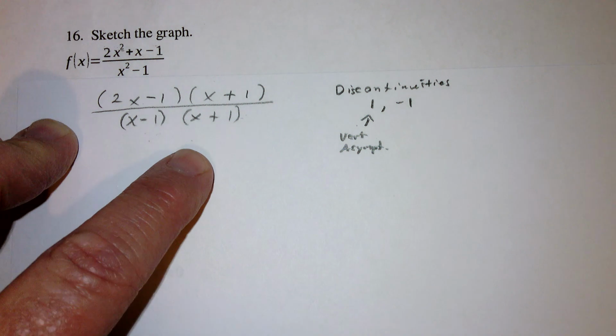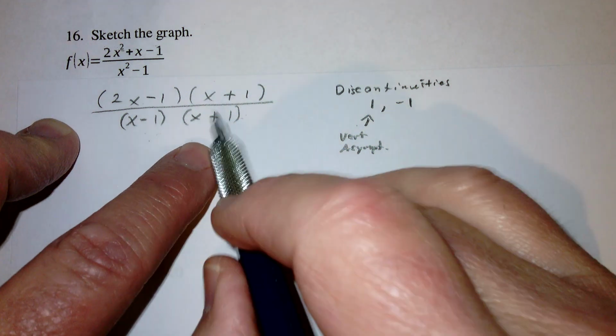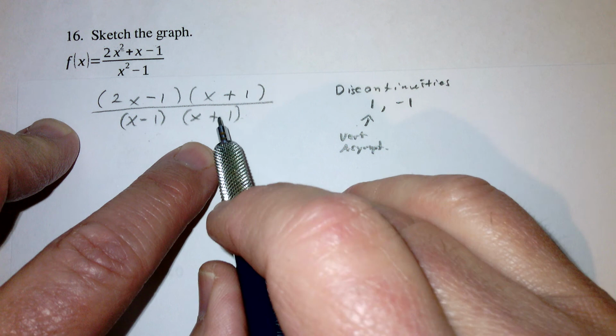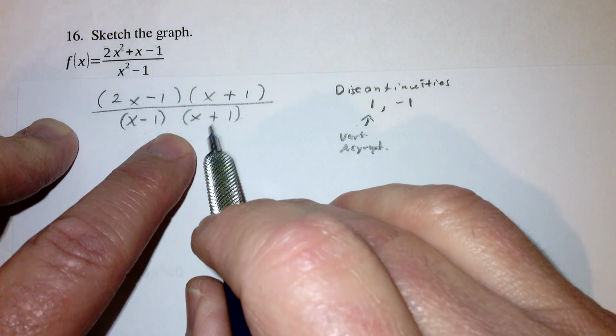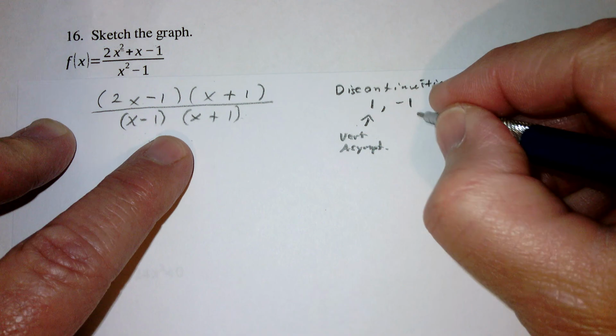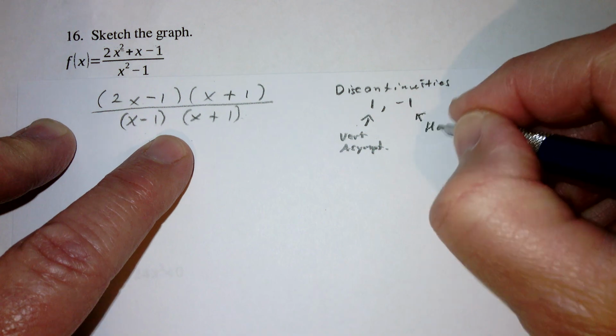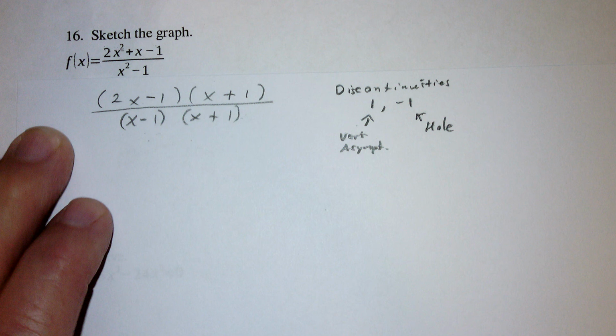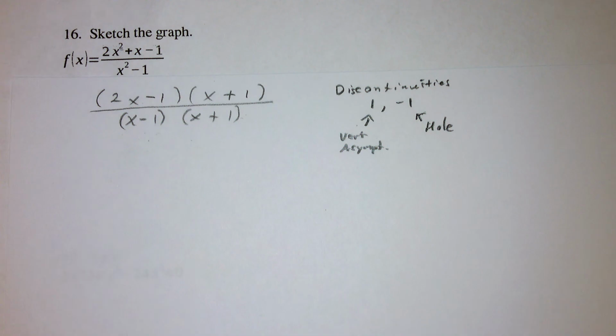-1, however, these factors appear in the numerator and denominator, so when the -1 comes in this denominator, it also makes the numerator 0, and that makes this a hole. Okay, we're just going to file that away, and we'll come back to that later. So that takes care of our vertical asymptotes and holes, all the discontinuities.